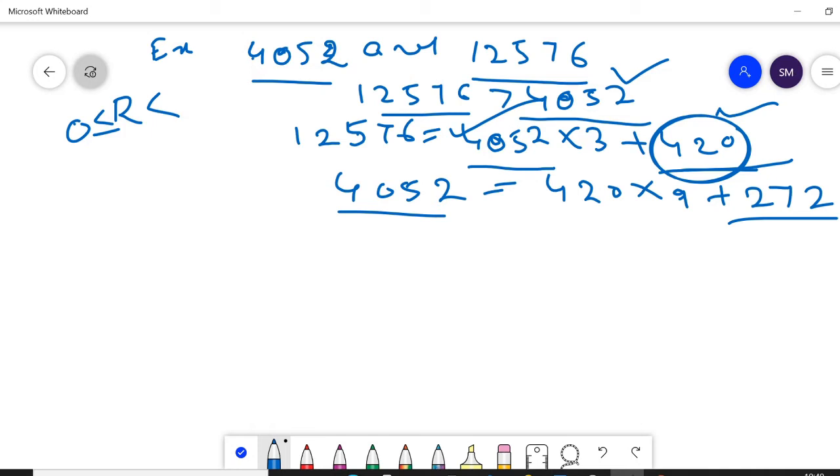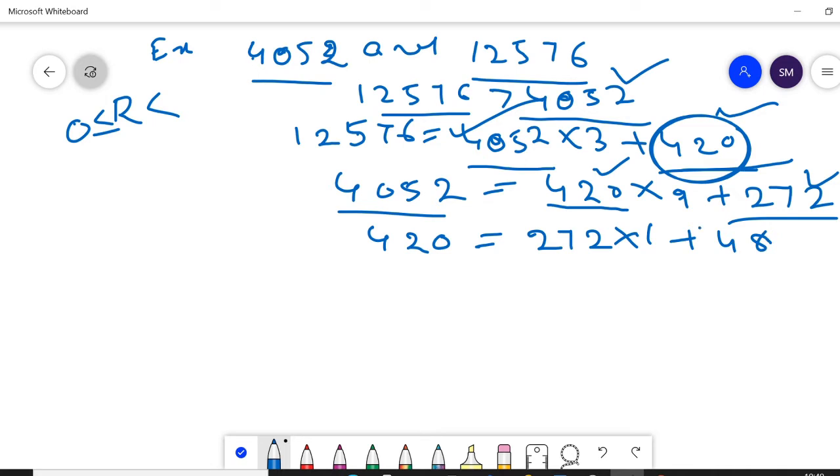Then what is the dividend? 420. Then divide 420 by 272. Dividend equals divisor into quotient plus remainder. Divide until we get 0 remainder; then we can find the HCF. Just continue. This is 272 into 1 plus 148. Here 148 is the remainder.